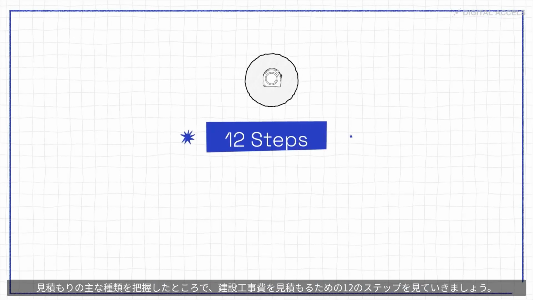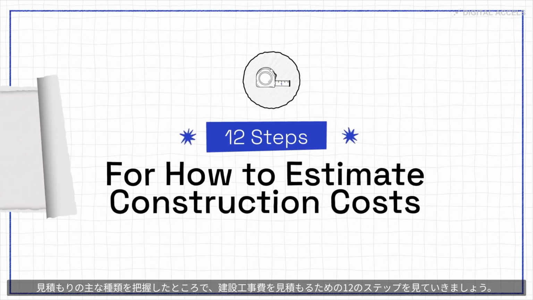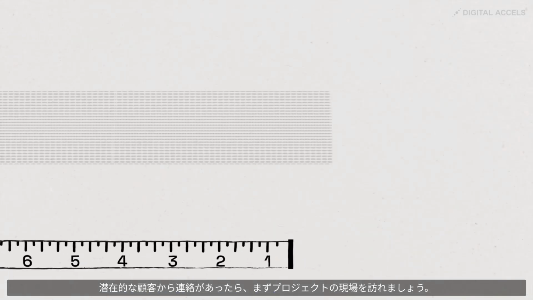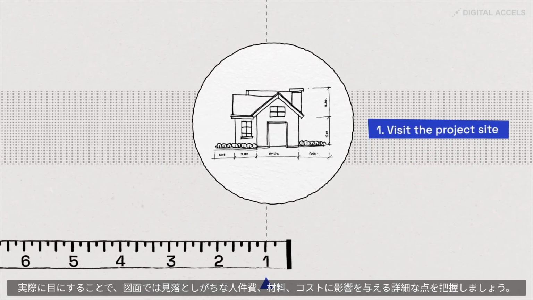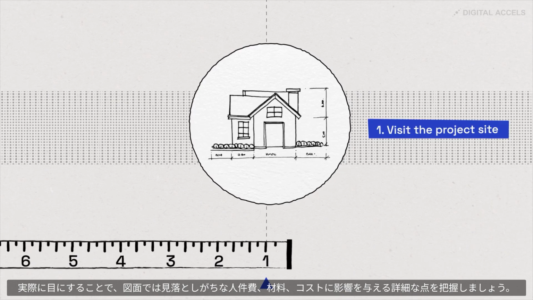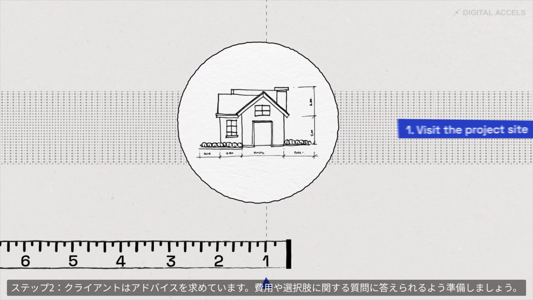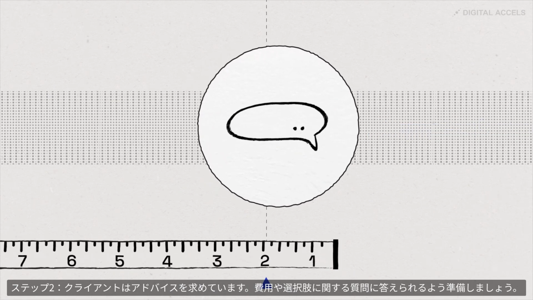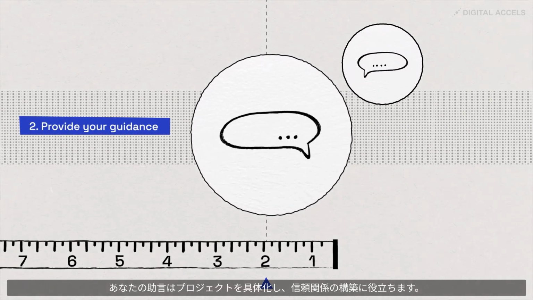Now that we've identified the main types of estimates, let's go over the 12 steps for how to estimate construction costs. When a potential customer calls, the first thing to do is visit the project site. Seeing it in person helps you spot details that plans can miss, details that could impact labor, materials, and costs. Step 2, clients are looking to you for guidance, so be ready to answer questions about costs and options. Your advice helps shape the project and builds trust.